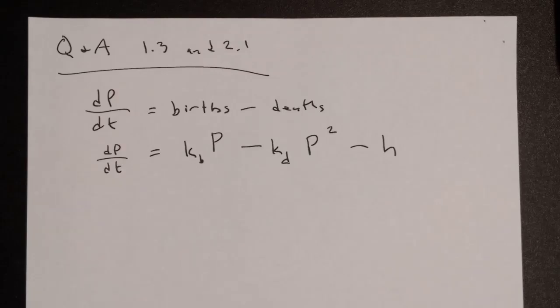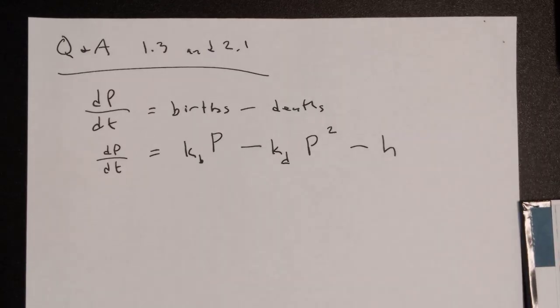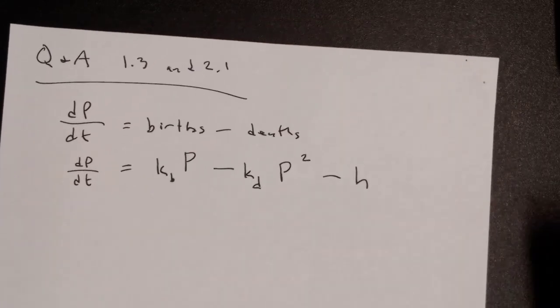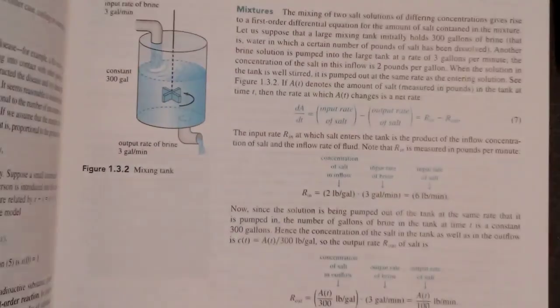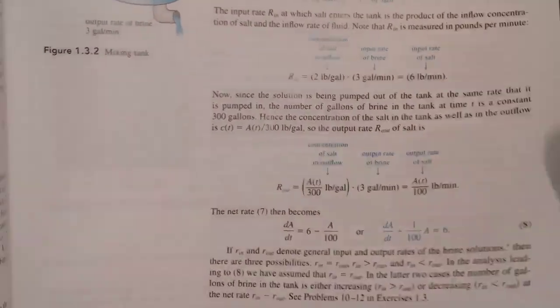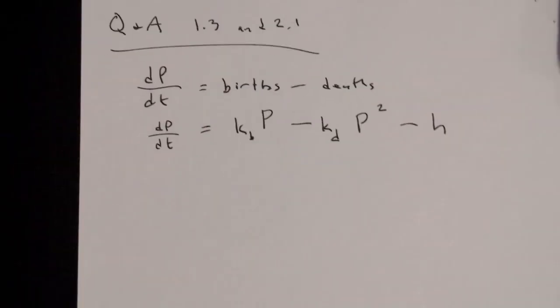1.3, number 12. Hang on a sec. So 12 requires me to have, I think, 10 and 11, right? Oh, no, it says generalize the model in 8. So let's go back to example 8. That's our mixing model for the salt in the tank, right? Yes, here we go. Here's the model, number 8. There's my equation. That's the mixture problem. So now I can read what they want me to do with that problem.